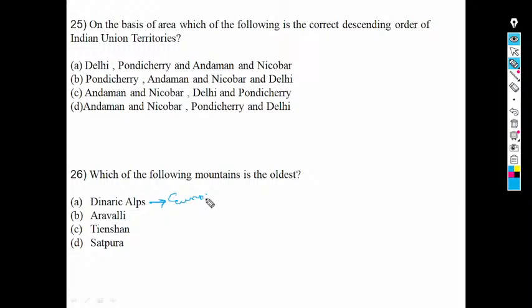In Europe it mainly covers Croatia, Bosnia, Herzegovina and Slovenia. Aravalli is in India, Tian Shan is particularly in China, and Satpura is also in India.